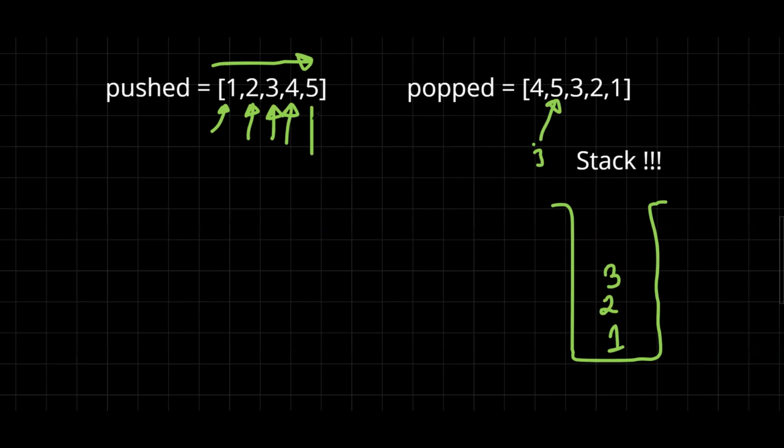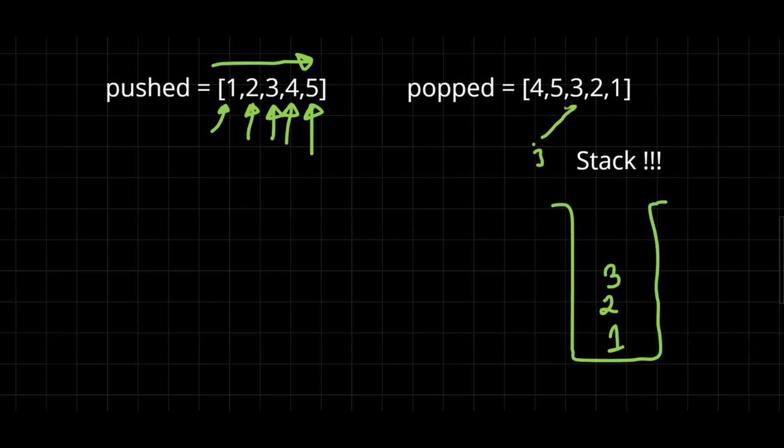Now we are at this element 5. So we have to push the element 5 here. Now we have to check whether the top element of the stack is equal to the j pointer value or not. So you can see that the top element of the stack is 5, which is equal to the j pointer value 5. So we have to remove the top element from the stack and update our j pointer.